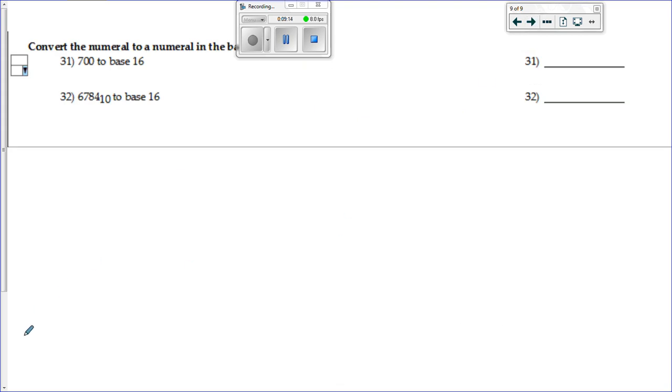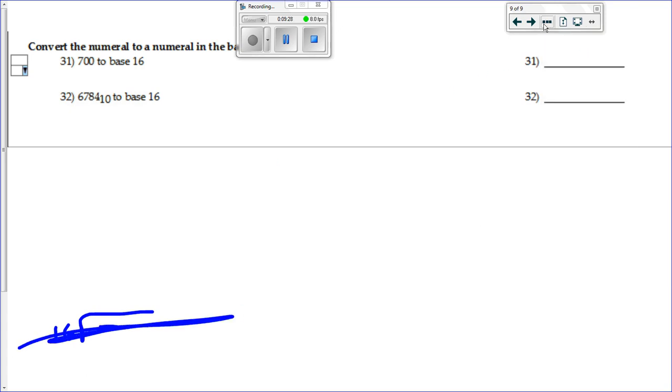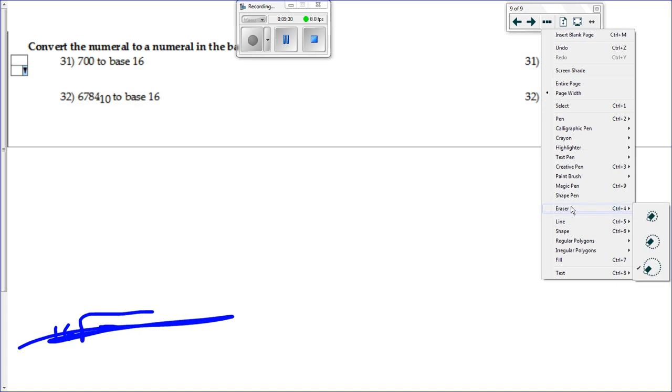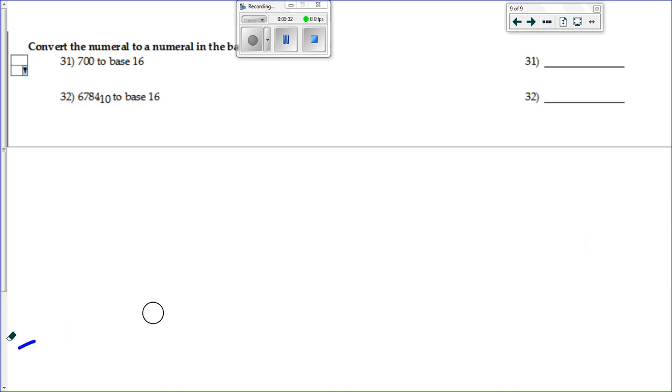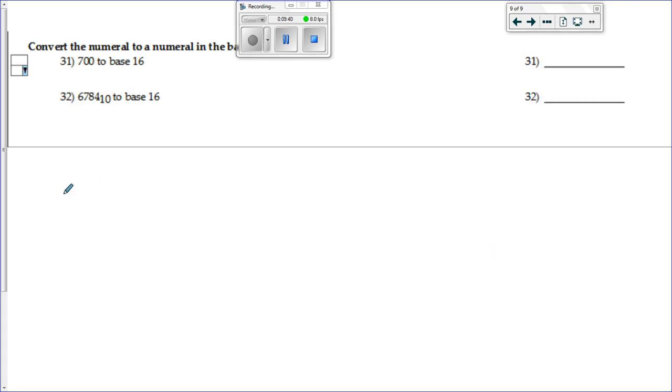Okay, so the last two questions are changing from base 10 to base 16. So again, you're dividing by the base. So I got 16 dividing, oh, I don't want to do it down there. Sorry, let me just change this. I don't want to scribble on it either. There we go. Okay, so I want to do it up here.